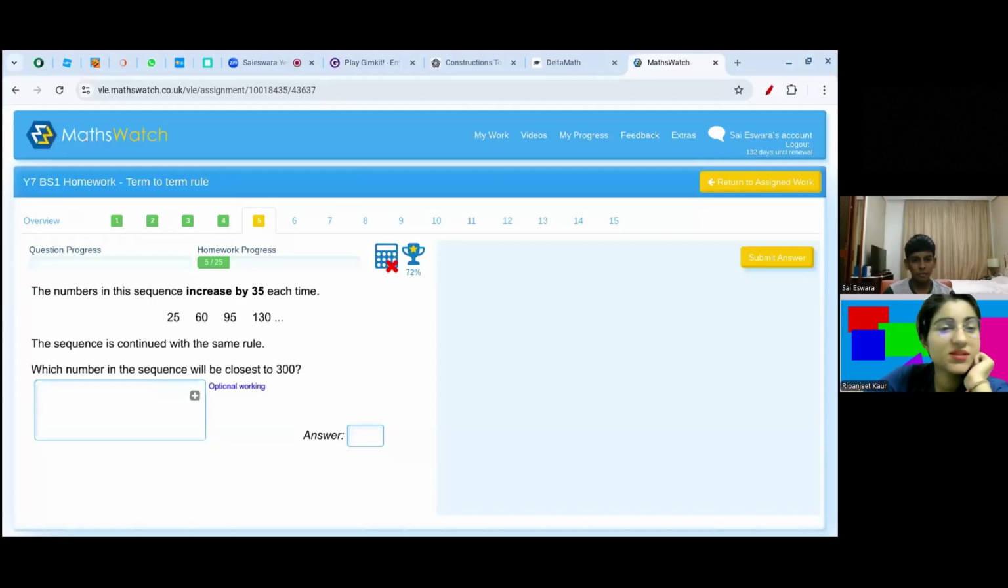The number in the sequence increases by 35 each time. The sequence is continued with the same rule. Which number in the sequence will be closest to 300? That's what we want to find out.